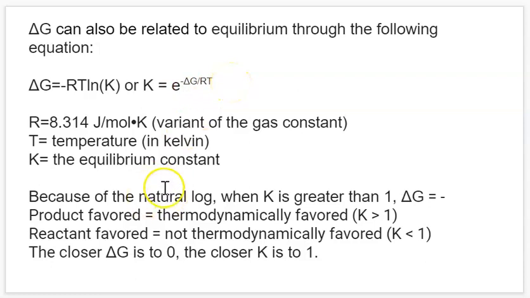And because this is a natural log, the bigger K is going to be, the more negative delta G is going to be. If it's product favored, it's going to be thermodynamically favorable because K is going to be greater than 1. And if it's reactant favored, it's not going to be thermodynamically favorable because K is going to be much smaller than 1. And the closer to 0 delta G gets, the closer K is going to be to 1, in a situation where there isn't really any push towards one side of the equilibrium or the other.